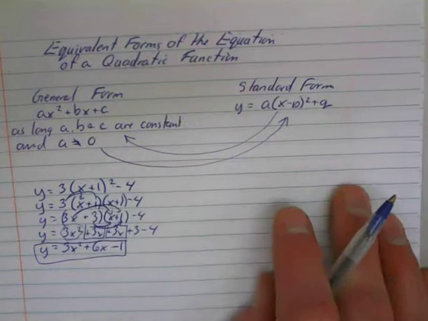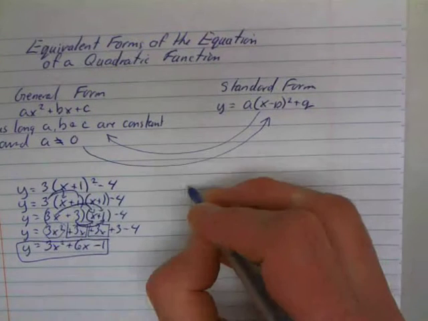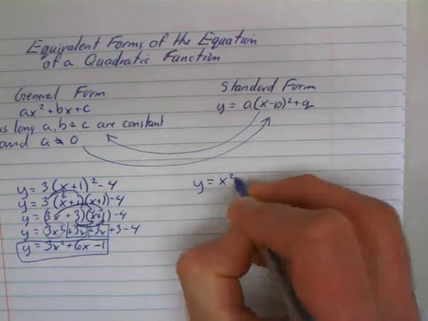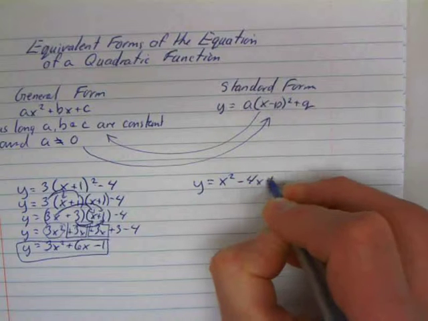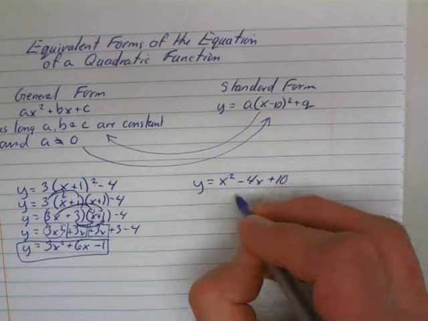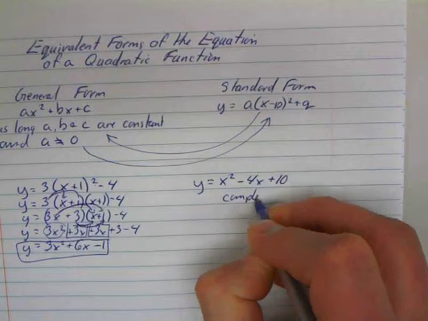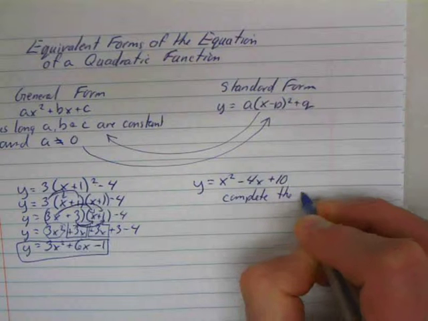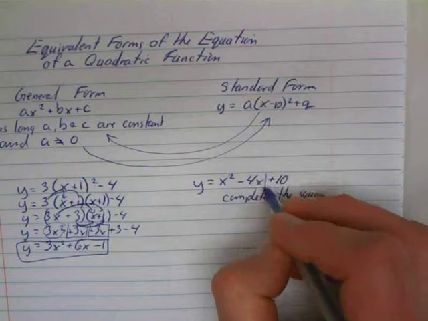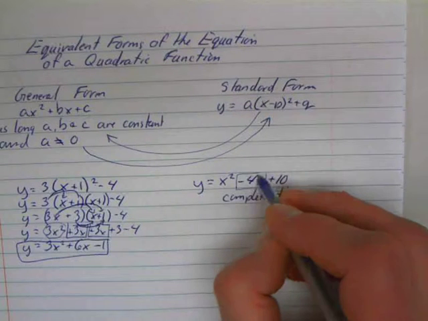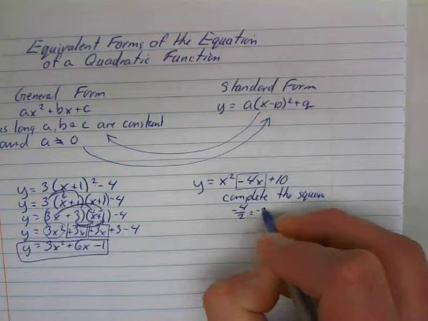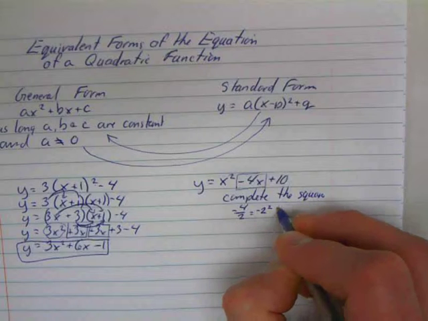To go from a general form to a standard form involves a little trick that we also know about. So we have y is equal to x squared minus 4x plus 10. Now we're going to have to make a trinomial here, and to do that I have to complete the square. And to do that, I look at the term with just one variable and a coefficient, which is negative 4x. So negative 4 divided by 2 is equal to negative 2. I square that and I get 4.